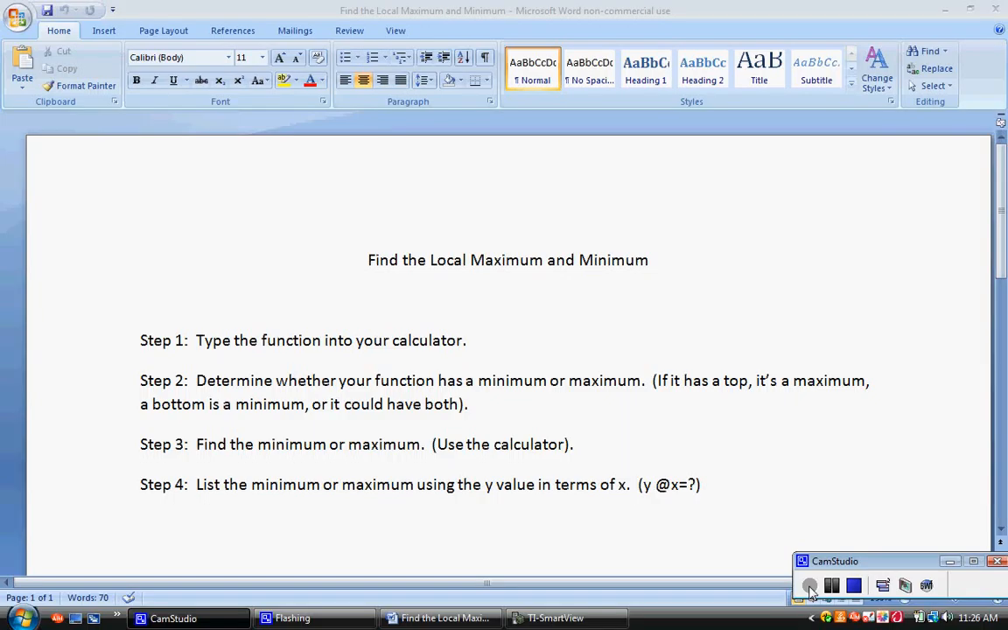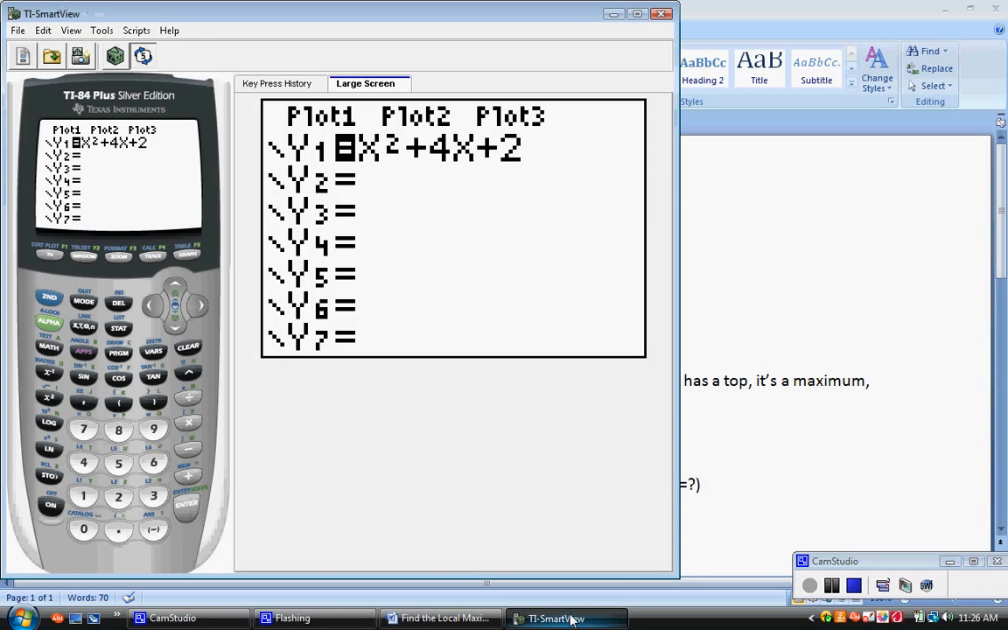Here I have listed your steps to finding the local maximum or local minimum. Step 1 is to type the function into your calculator. Here I have used the function x squared plus 4x plus 2. So first we want to type it into the calculator.